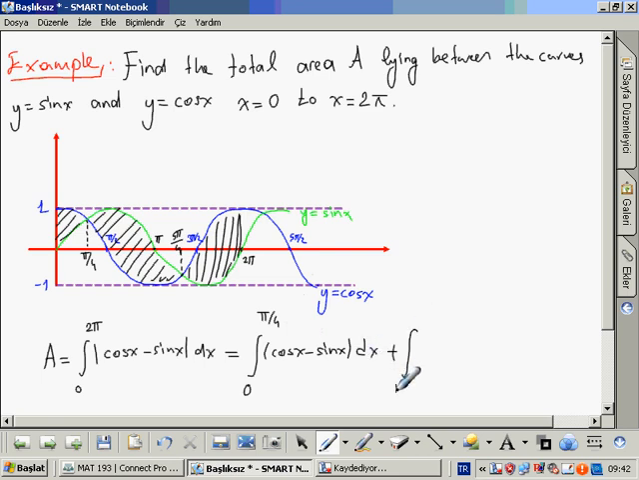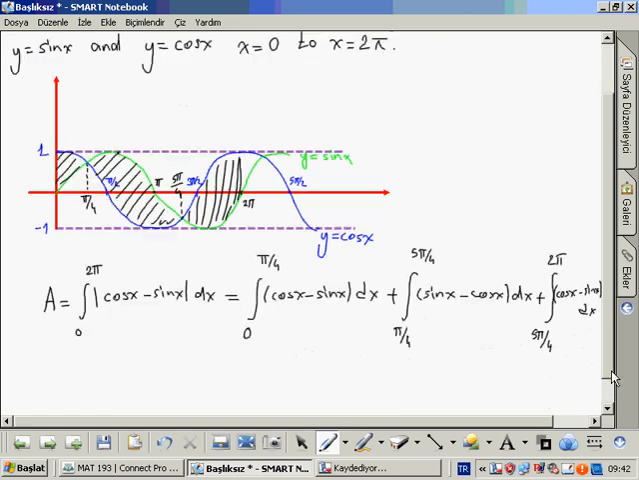plus the integral from pi over 4 to 5 pi over 4, where the upper function is now sin x, because the green one is higher than the blue one, so sin x minus cosine x dx. And the last part of the integration, the integral from 5 pi over 4 to 2 pi, where the blue one is larger than the green one, so cosine x minus sine x dx.